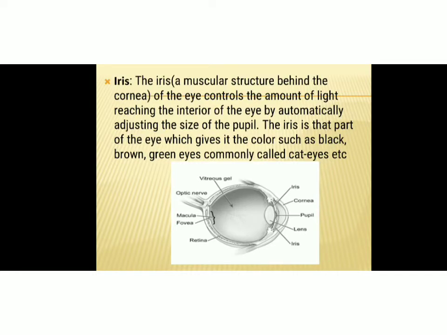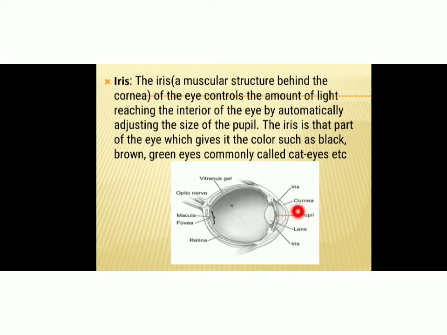And the next part is the iris. So what do you mean by iris? See, the iris is a muscular structure behind the cornea. So behind the cornea, you can see the iris here. If you want, you can zoom it. This dark muscular diaphragm, that is the actual word, dark muscular diaphragm, of the eye is the iris, and this iris controls the amount of light reaching the interior of the eye.